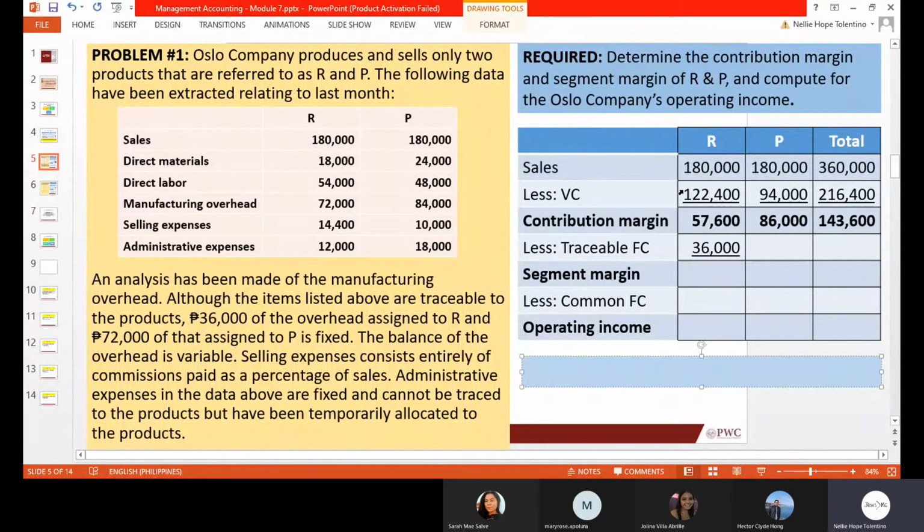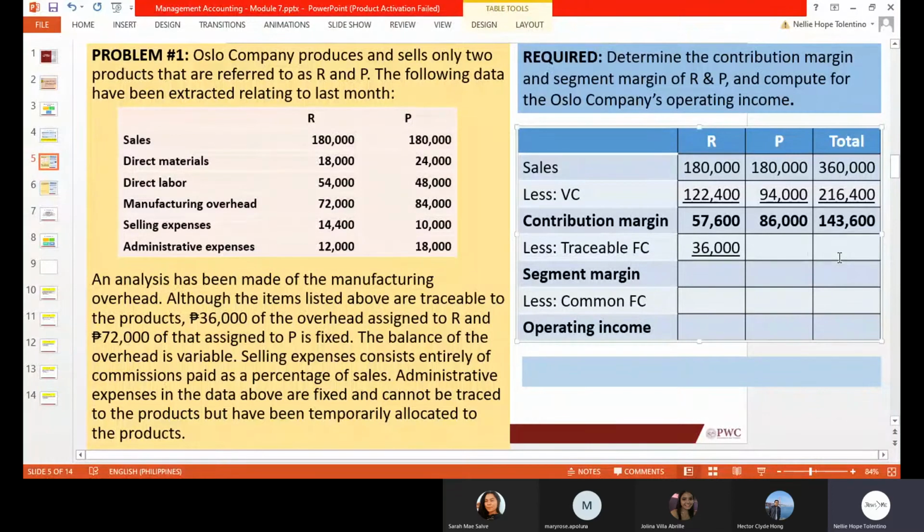Yes, ito actually yung remaining, di ba nag-minus tayo kanina sa MOH natin. So, yung remaining doon, yung 36,000 na natira, hindi pa natin nalagay dito. So, dito mo siya ilalagay sa traceable fixed cost, kasi sinabi na rin dyan na traceable and sinabi siya na fixed. So, ito yon. So, magkano ang kay P?